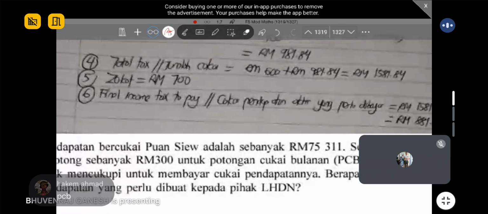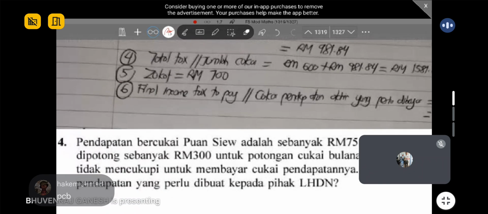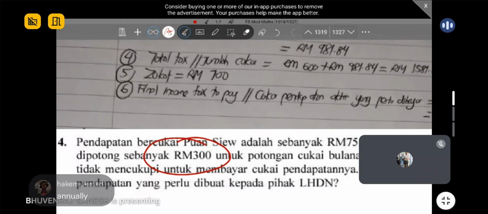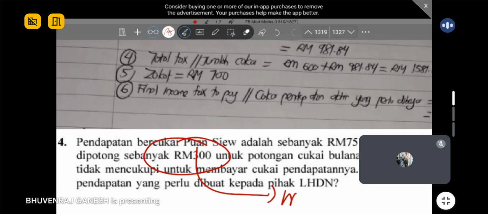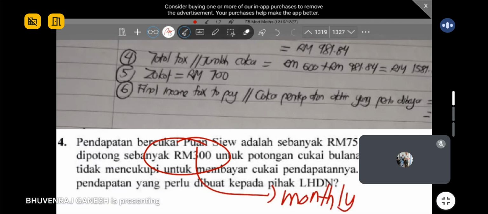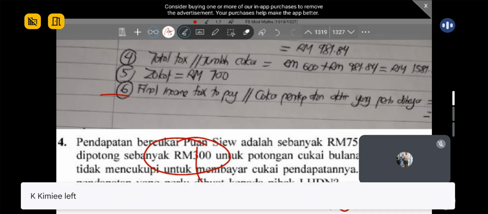So PCB guys, whenever you see PCB, this value, is it for month or year? Which one? RM 300. Very good. This one is monthly. Remember guys, this one is bulanan. RM 300 is PCB. PCB is always monthly. Monthly tax deduction. So RM 300 is monthly. So make sure to convert later. Kamu kena tukar dari bulanan ke tahunan.